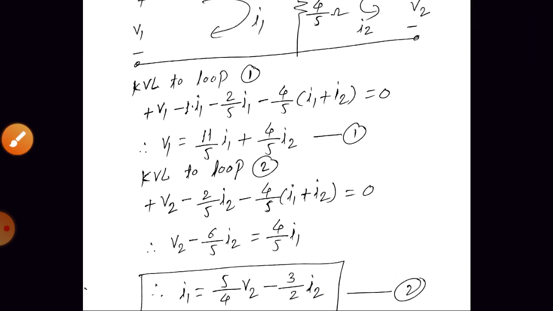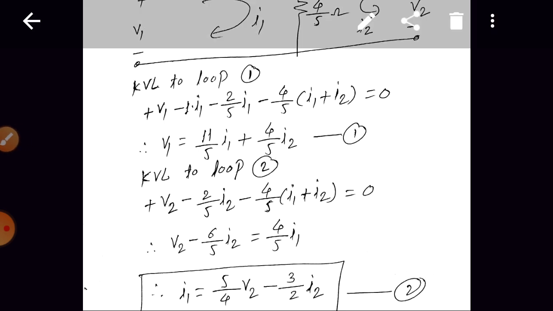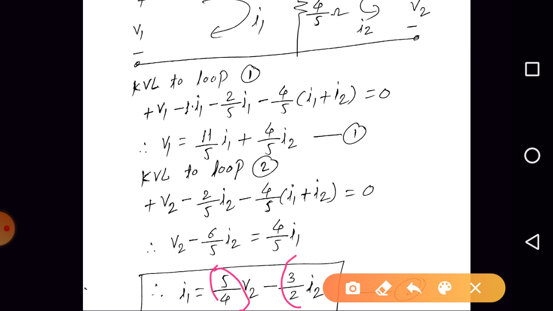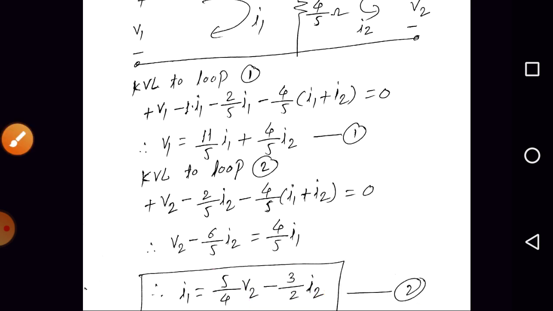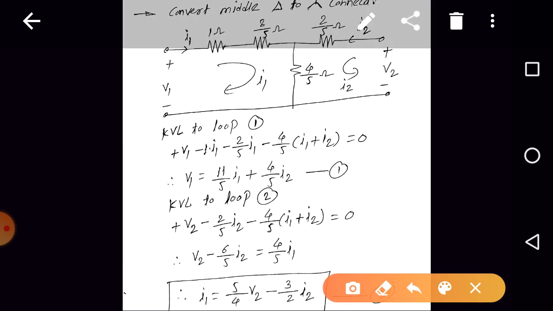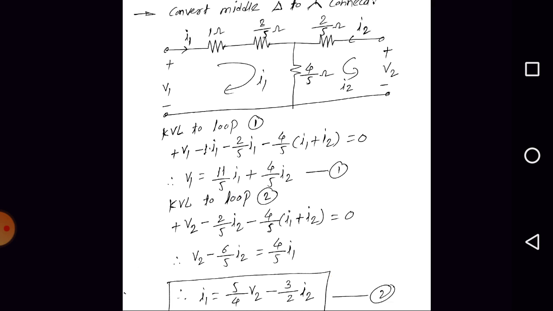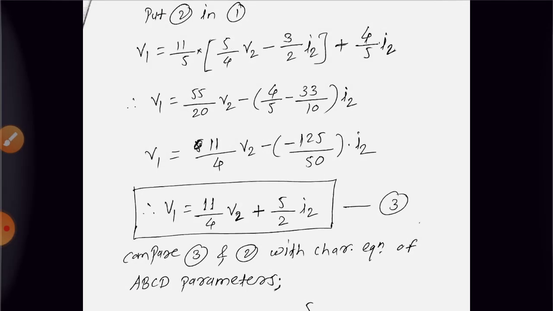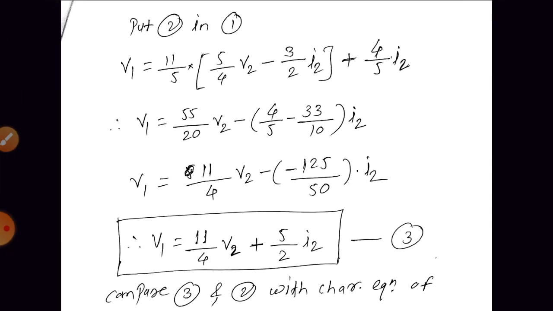This is like I1 is equal to C V2 minus D I2. So C is equal to 5 upon 4, with unit mho, and D is equal to 3 by 2, which is unitless. Now this is the expression for I1. Next, we put this I1 in equation 1, so we can get the expression for V1 in terms of V2 and minus I2. Put equation 2 in equation 1.